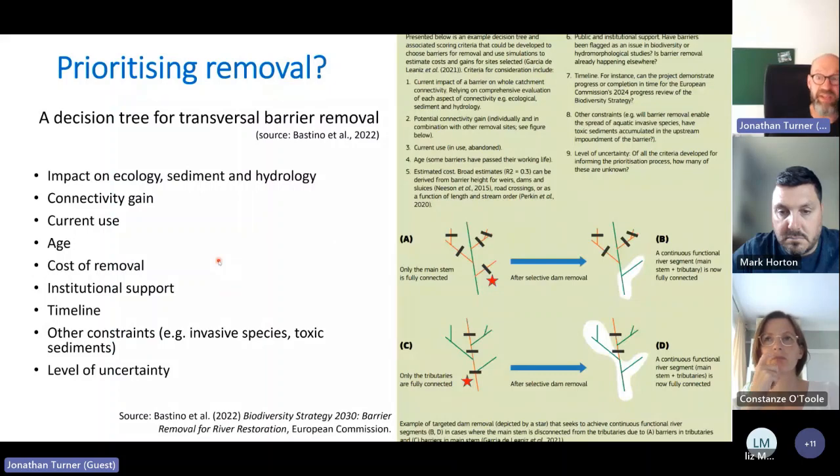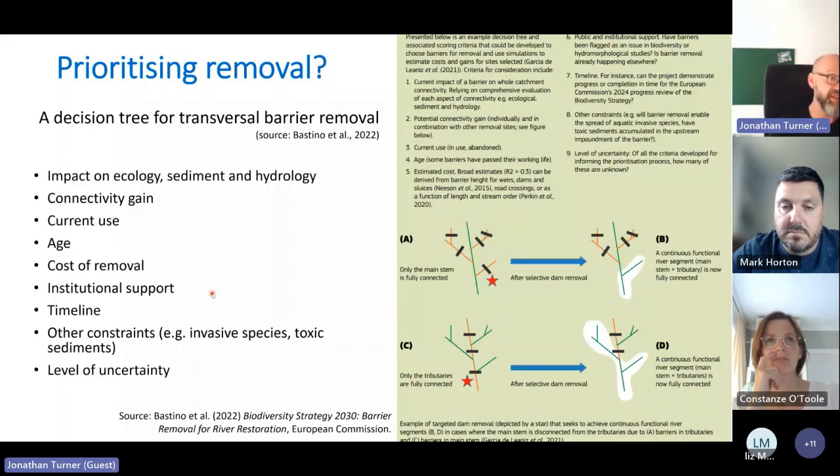So barrier removal is expensive, and that's not just the physical removal of the structure, but it's all of the reports and risk assessments that have to be done in advance. And that was actually perhaps the most significant reason for why those two barrier structures weren't removed during the Reconnect project, because it just took so long to do the paperwork to get permission for these to be removed. And as part of that really is the institutional support.